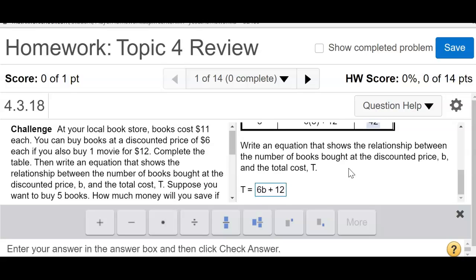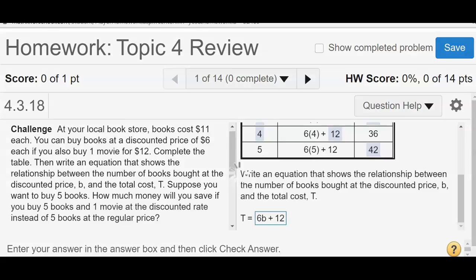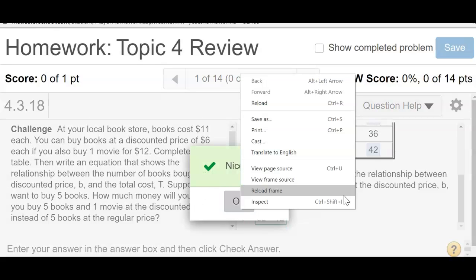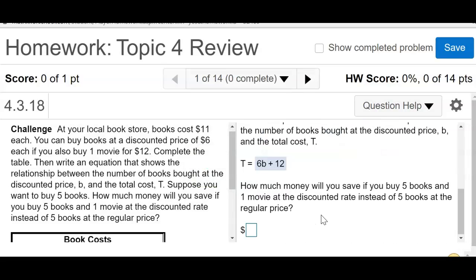I want to know if I'm right. All right, and then the last one here. This is kind of confusing. It says, how much money will you save if you buy 5 books and one movie compared to just buying 5 books at the regular price? How much is it for a book at a regular price? Okay, it's $11.